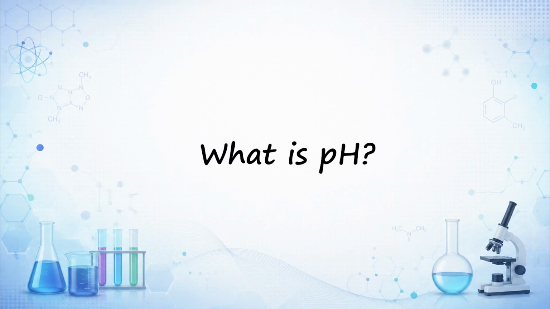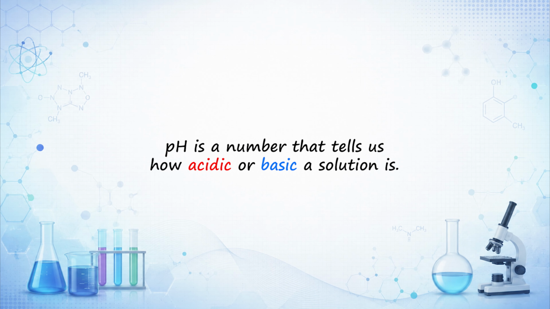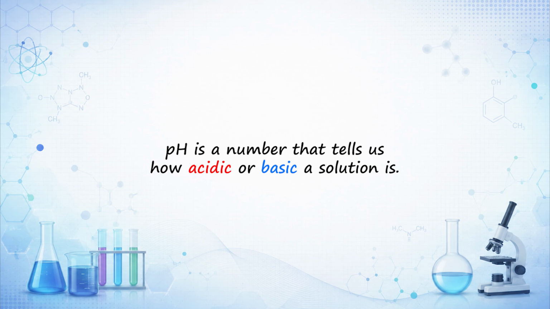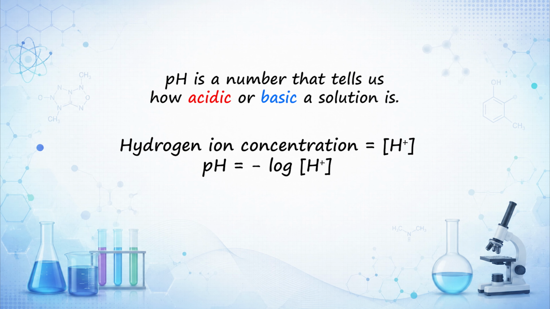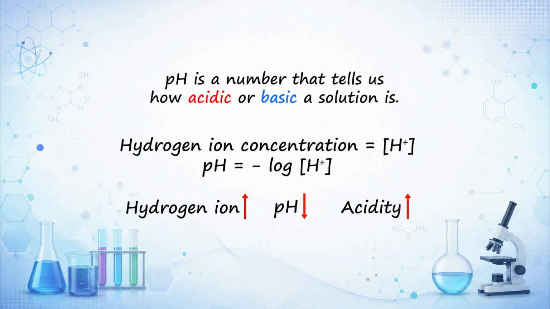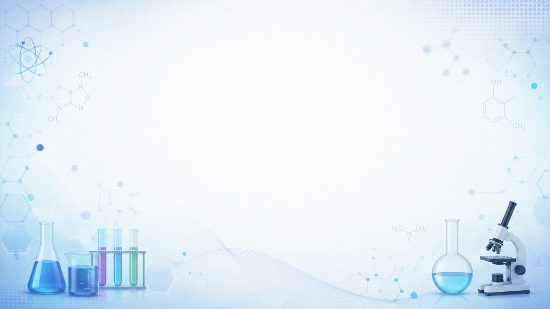Do you know what pH is? pH is a number that tells us how acidic or basic a solution is. But chemically, pH actually measures the concentration of hydrogen ions. The more hydrogen ions a solution contains, the lower the pH becomes. And the lower the pH, the stronger the acid.